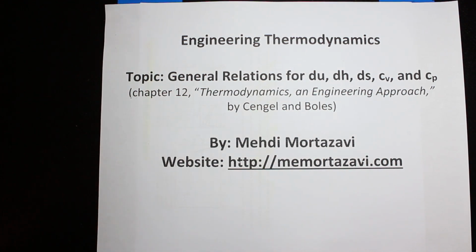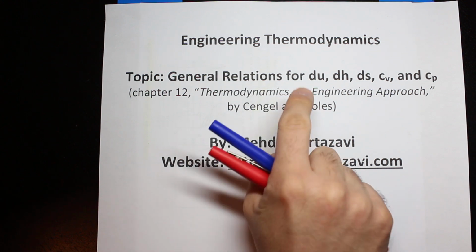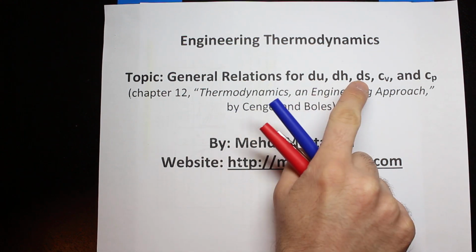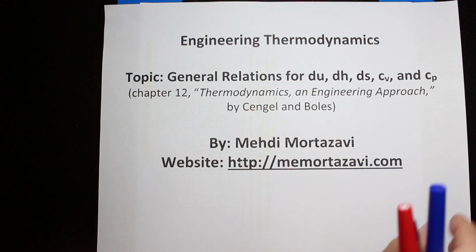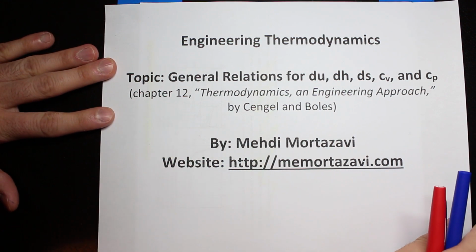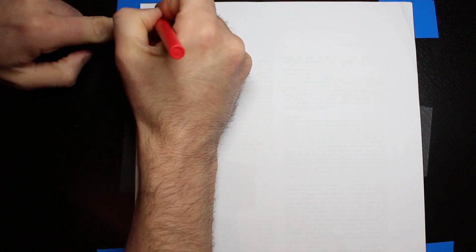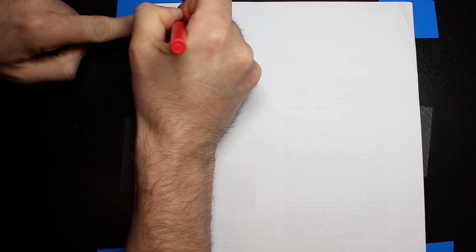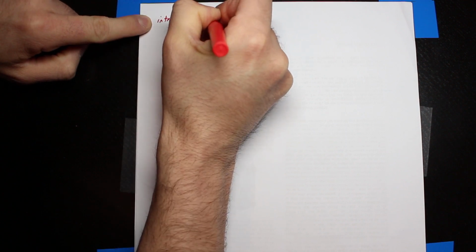Okay, in this video, we are developing general relations for internal energy, enthalpy, entropy, and specific heats. This is part of chapter 12 of the textbook that we are using. So let's start with the internal energy. I do the internal energy first, and then we do the enthalpy and other properties.